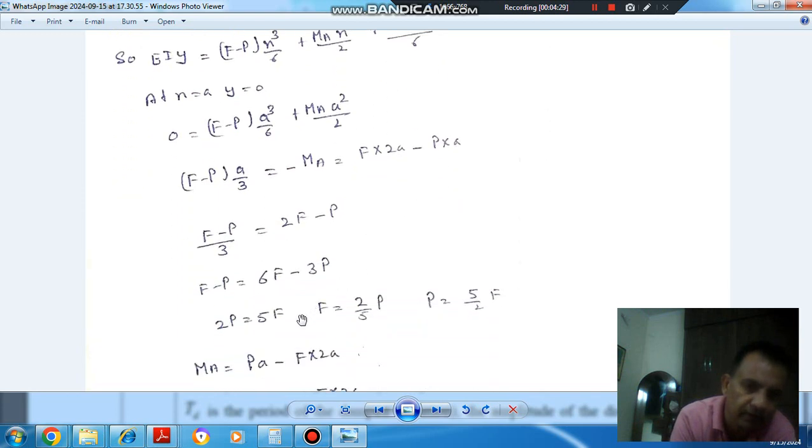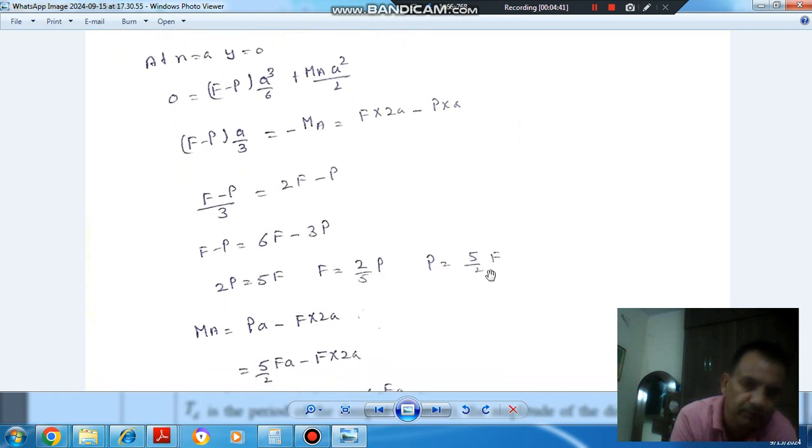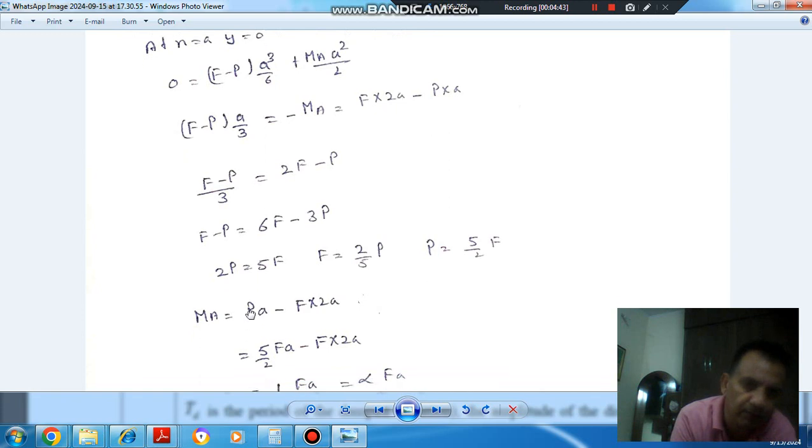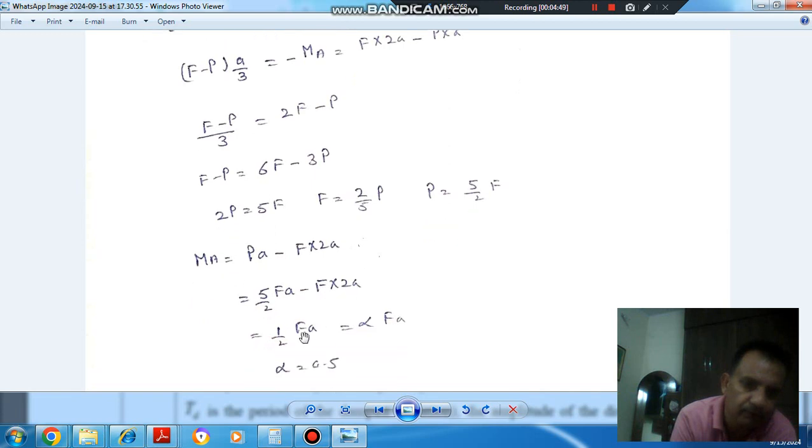Solving this, we get a relationship between F and P. F is equal to 2 by 5 P, or we can say P is equal to 5 by 2 F. So putting P equal to 5 by 2 F, MA will become 5 by 2 FA minus F into 2A. So it will be 1 by 2 FA, which is equal to alpha Fa, so alpha is 0.5. Answer is 0.5.